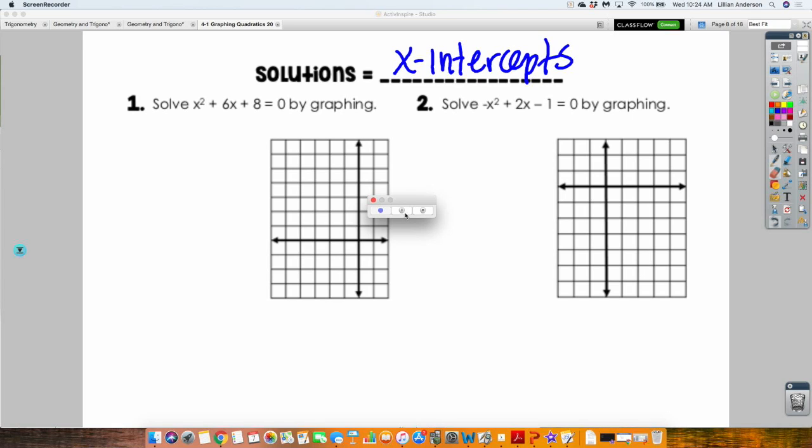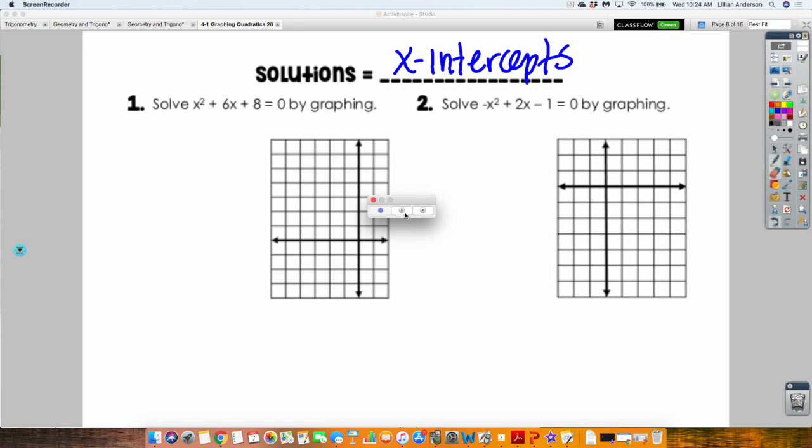All right? So we need to graph. Can you guys graph number 1? Okay, let's graph number 1. Again, when you are solving, it's always going to be equal to 0, so don't use that when you're going through and graphing.